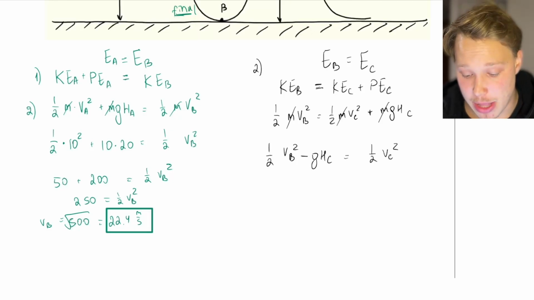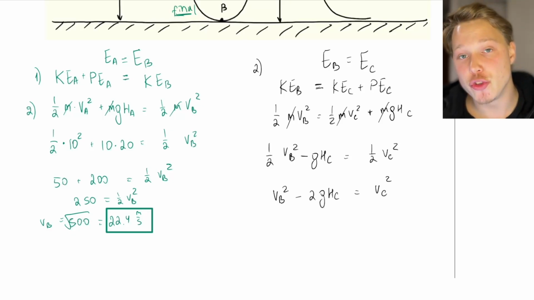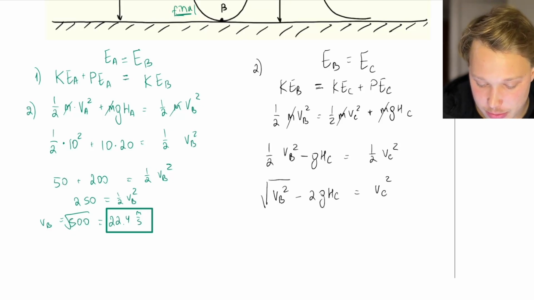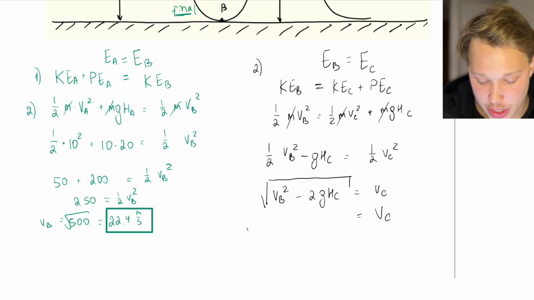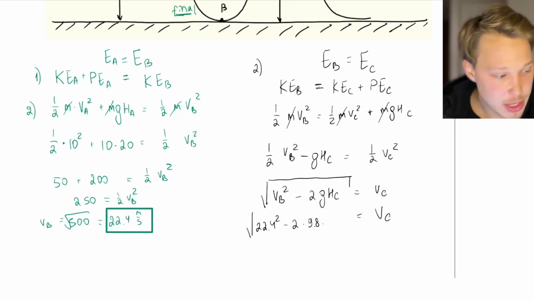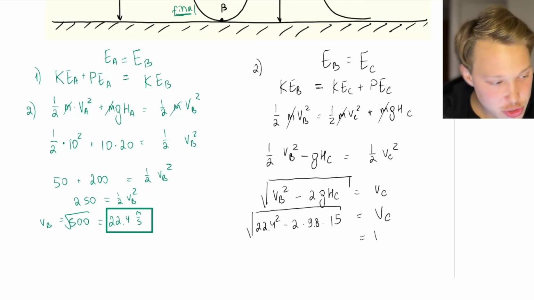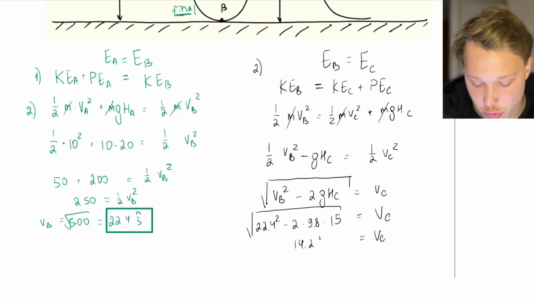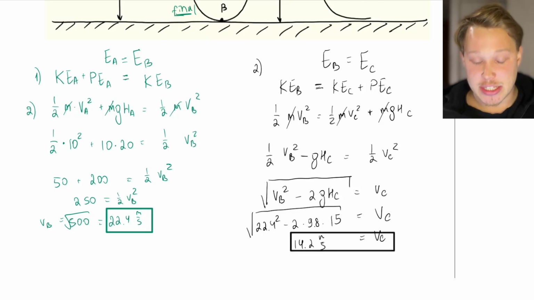Now I'm going to multiply both sides by 2, minus 2ghC. Now I'm going to take a square root of both sides and plug in all the numbers that I know. So VB, the velocity at point B, was 22.4 squared, minus 2 times g as 9.8, and the height as 15. So I get velocity of C is 14.2 meters per second. You know, I'm great at mental math, right? So this is our velocity at C.